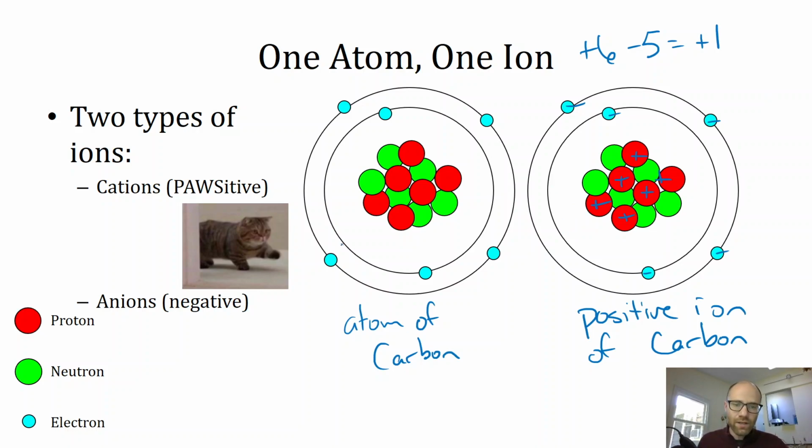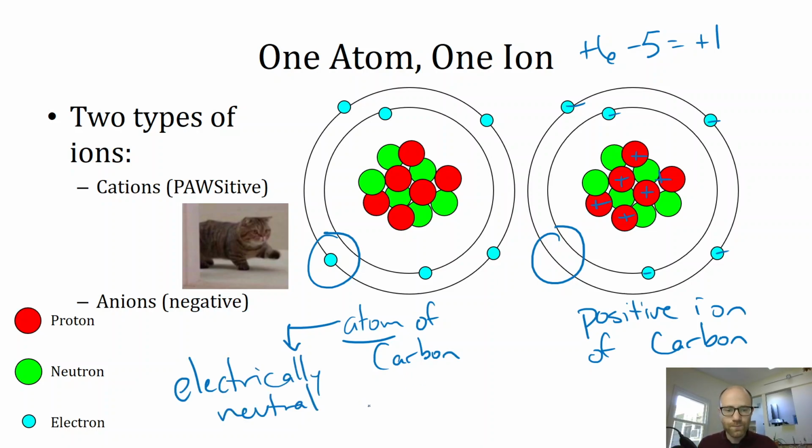This atom over here has an equal number of pluses and minuses. You can see this electron here was the one that was lost. And that's going to serve as our basis of a definition for the word atom. By definition, atoms are electrically neutral, which means that the amount of protons is equal to the amount of electrons.